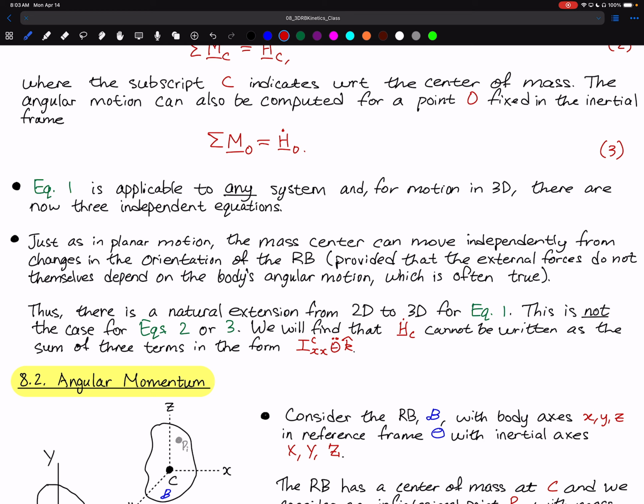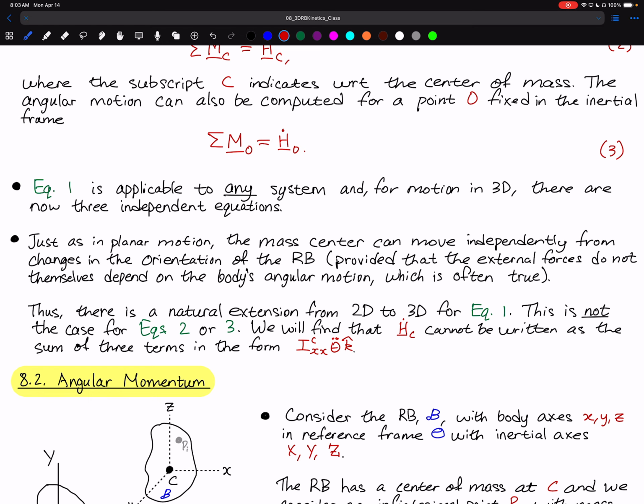All right, so there is a natural extension from 2D to 3D for equation 1. You just add an additional equation for the third direction. This is not the case for equations 2 or 3. We will find that we cannot just write the change of angular momentum as a sum of 3 terms like you can for the acceleration. And we'll end up going through and finding what's known as the inertia tensor to deal with this.